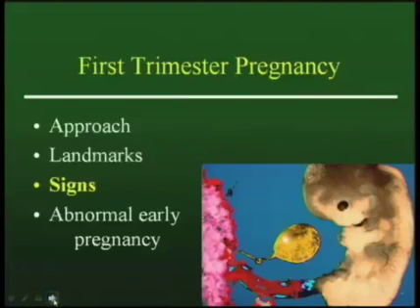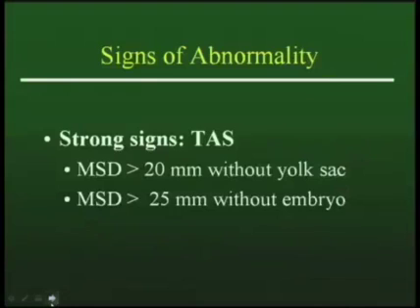Now I'm going to talk about a whole set of signs that indicate abnormality in early pregnancy, and then talk about how these are applied. If you have an ultrasound scanner that does not have an endovaginal or transvaginal probe, if you see the gestational sac transabdominally, the yolk sac should be visible at a mean sac diameter of 20 millimeters or more. And an embryo should be visible at a mean sac diameter of 25 millimeters or more. So those are useful indexes or rules of thumb.